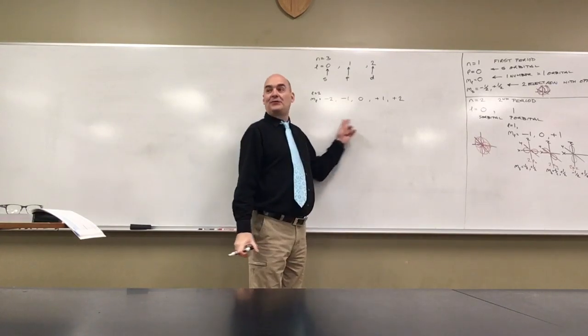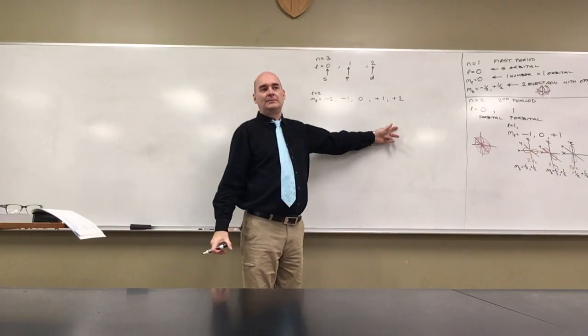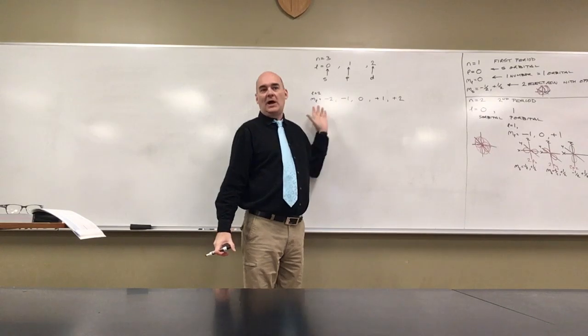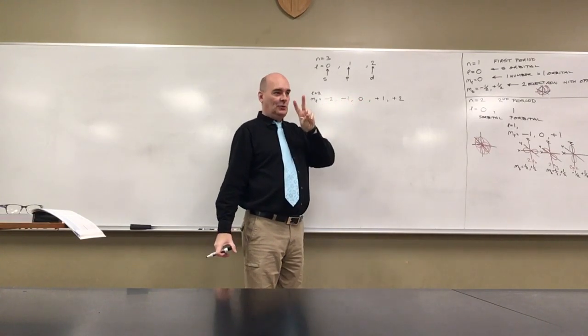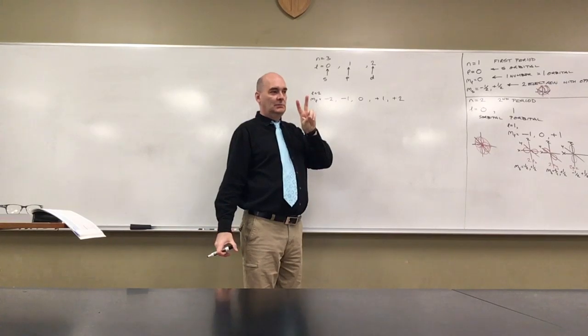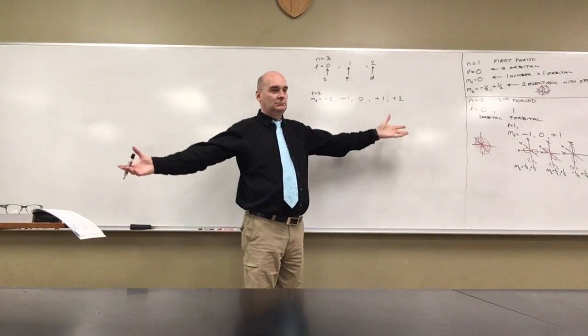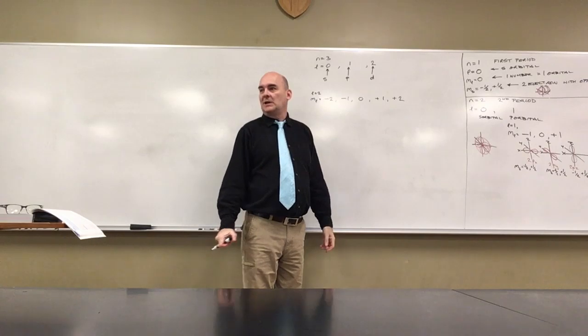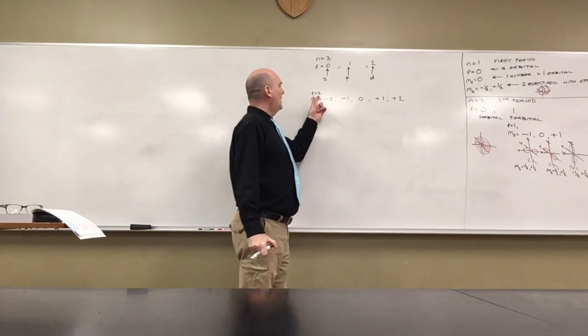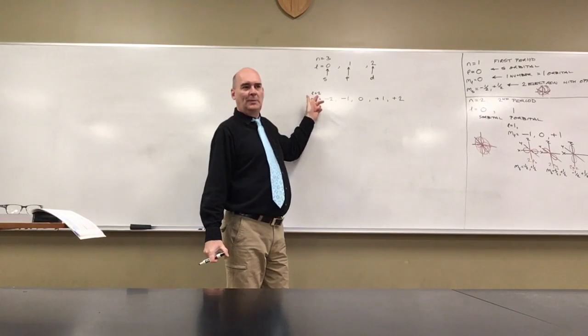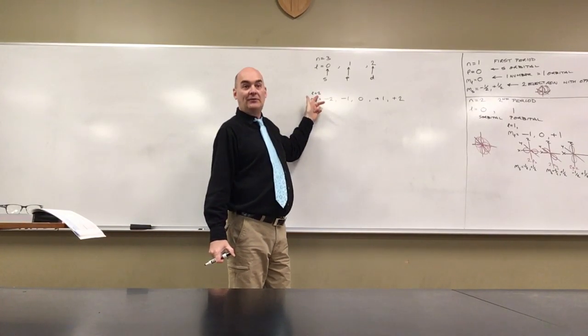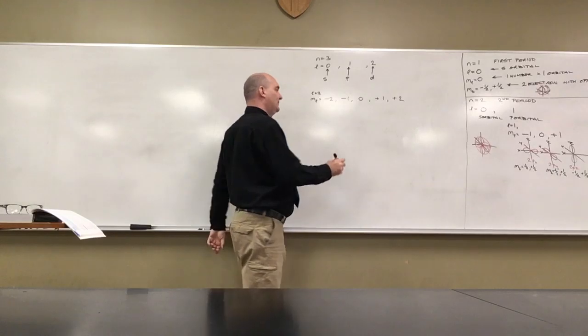So I have 5 permutations. That's 5 orbitals. And each of those orbitals can hold 2 electrons. And therefore, there's my 10 electrons. L is the number of nodes. So each of my D orbitals must have 2 nodes.